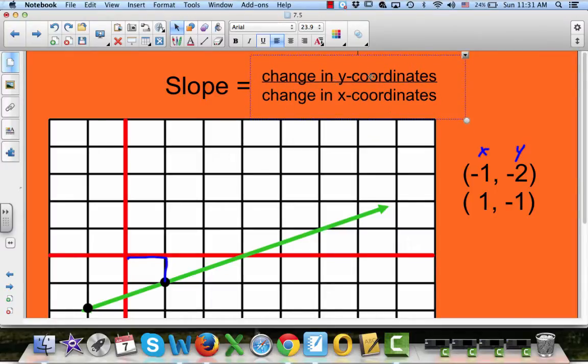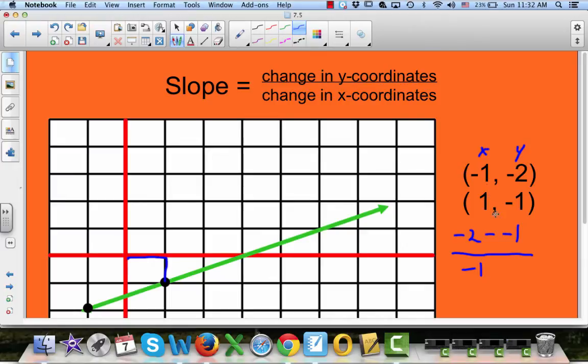So we've got change in y coordinates over the change in the x coordinates. How much did the y coordinates change? So we put negative 2 minus negative 1, negative 2 minus negative 1 over negative 1 minus positive 1. And that gives us negative 2 plus 1, because negative negative makes positive, over 1, negative 1 minus negative 1 gives us negative 2.